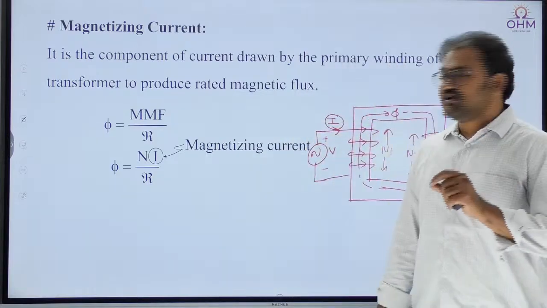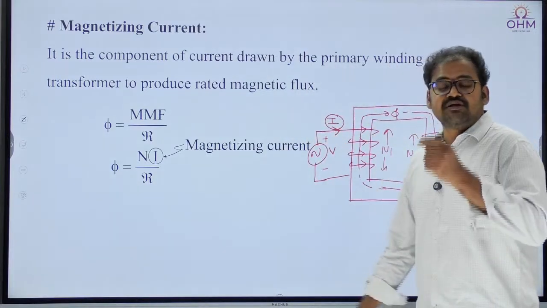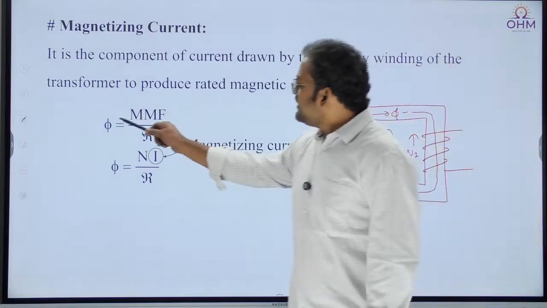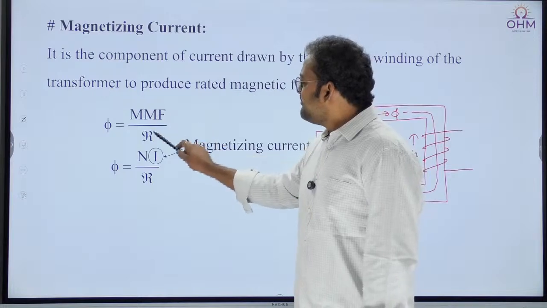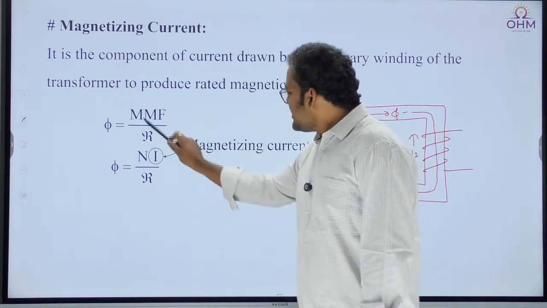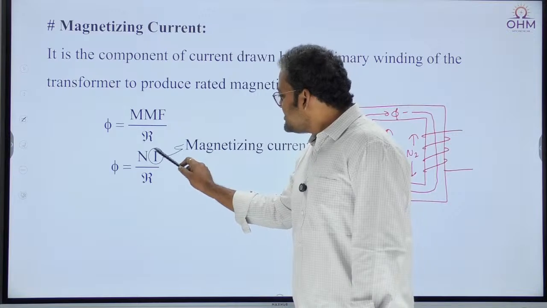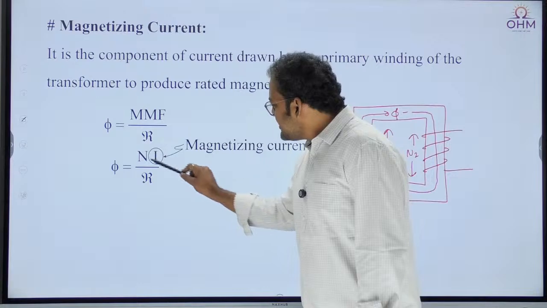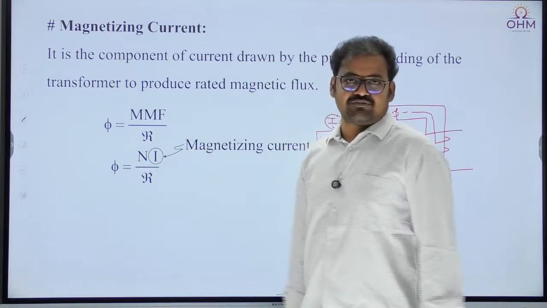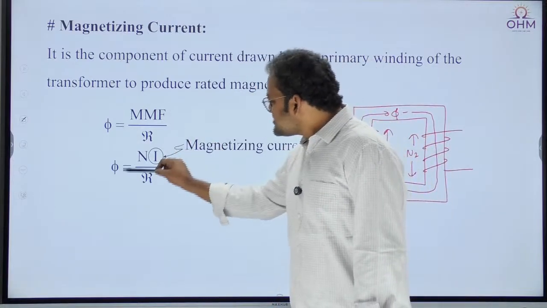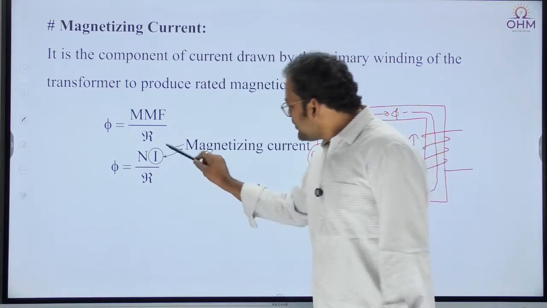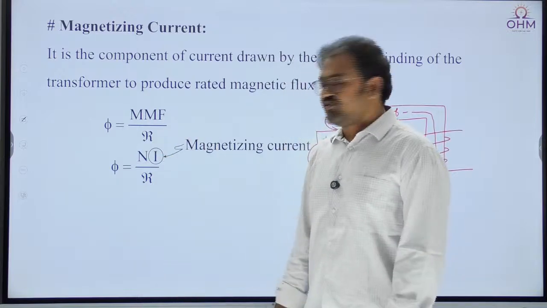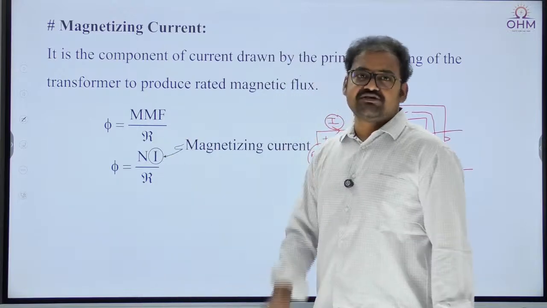So magnetizing current means it is the current component that is responsible for the creation of flux. And you can simply write the formula: flux is equal to MMF by reluctance. MMF is nothing but N into I, and this I is what we call magnetizing current. Suppose if magnetizing current is 0, the flux also becomes 0. If magnetizing current increases, the flux will increase. Therefore, this current represents the flux that is created in the transformer. So we call that current magnetizing current.